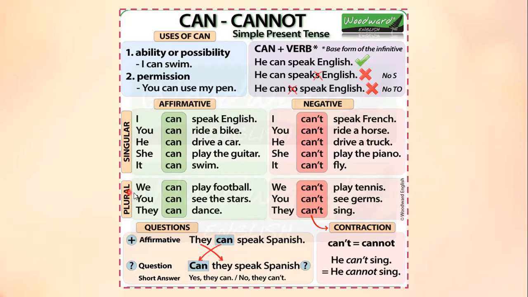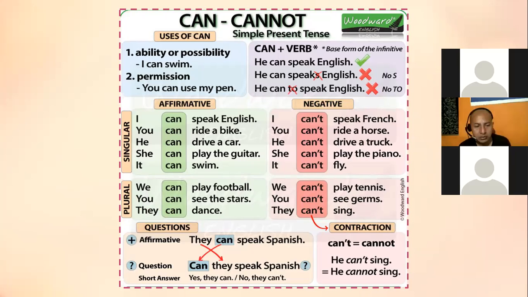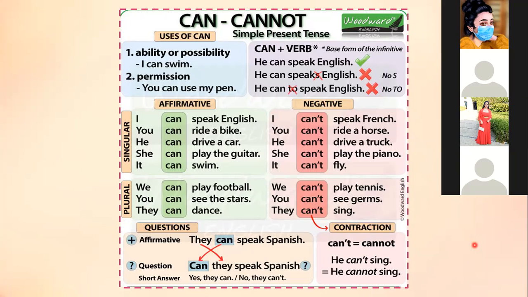Negative, teacher. No, here, in plural. We can play football. You can see the stars. They can dance. Okay, thank you. Let's see now negative sentences. Let me see. We're going to have Linda Estefanía.